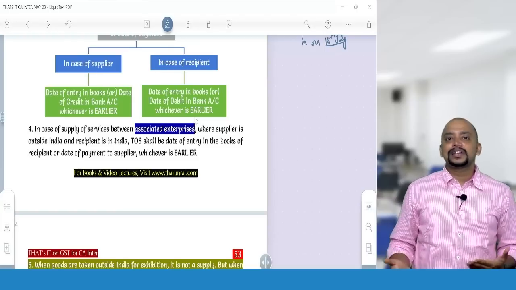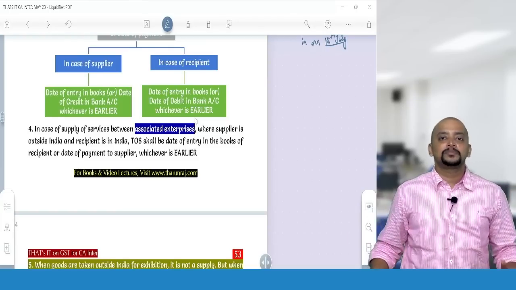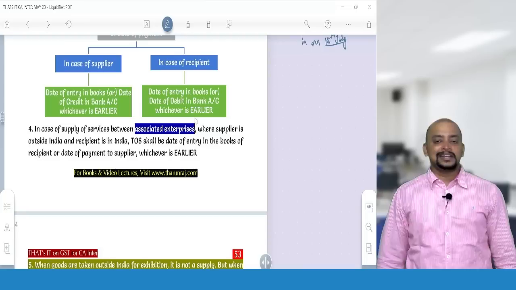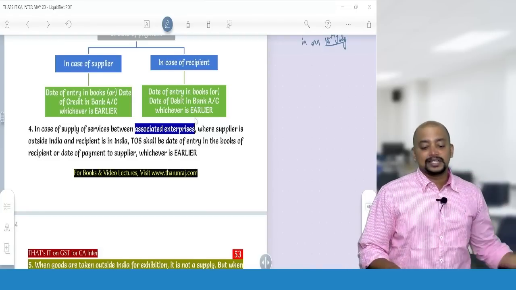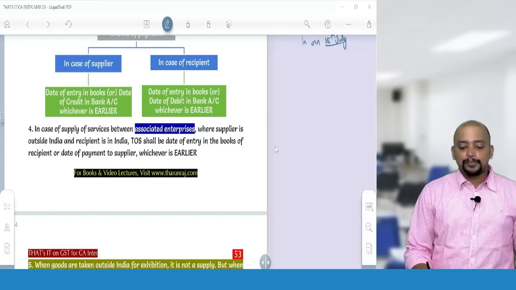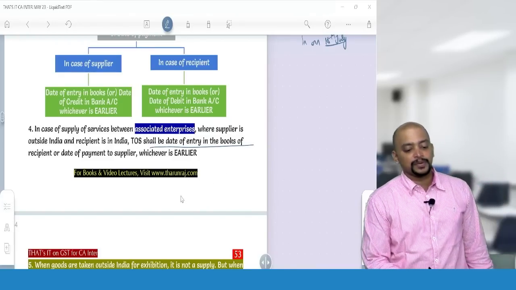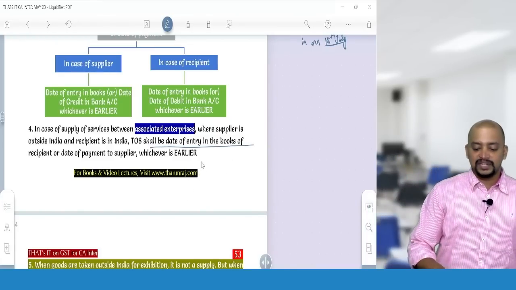And who are associated enterprises? As per the Income Tax Act, where one entity holds 26% in the other entity, they both are treated as associated enterprises. Where the supplier is outside India and the recipient is in India, the time of supply shall be the date of entry in the books of the recipient or the date of payment to the supplier, whichever is earlier.